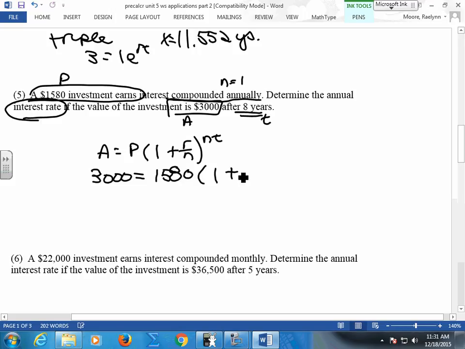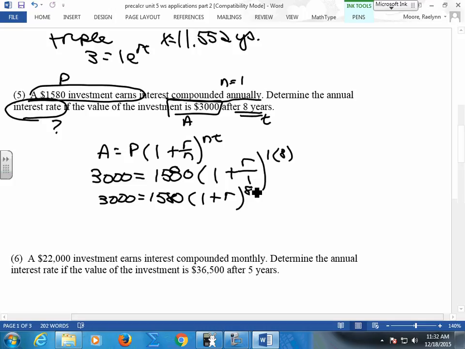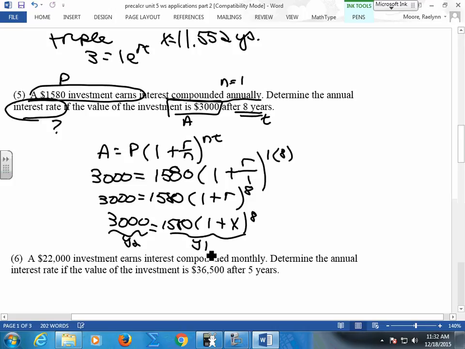Okay, 1 plus, what's my rate? We don't know. Call this R. What's my N? 1. And 1 times, what's my years? 8. So let's simplify this a little bit. 3,000, 1 plus R to the 8 power. Now, I need to know my rate. This is where my X is going to go. This is my Y2. This is still going to be my Y1. So let's put that in.